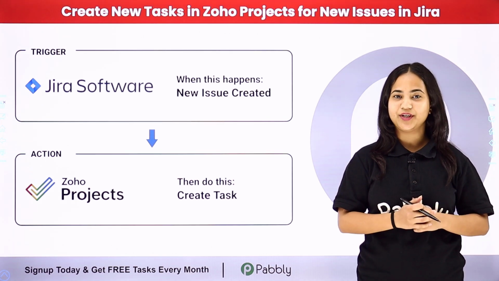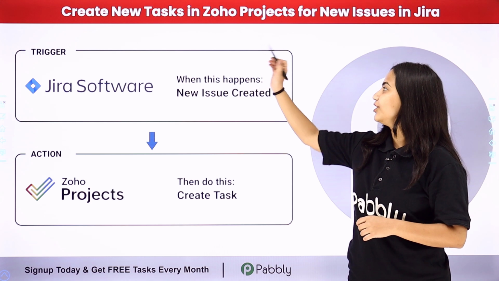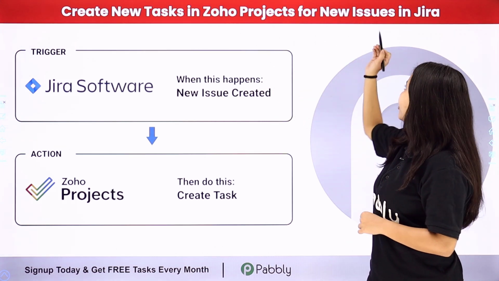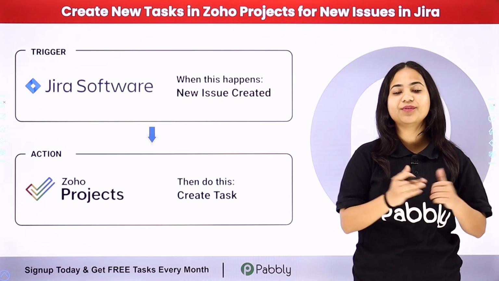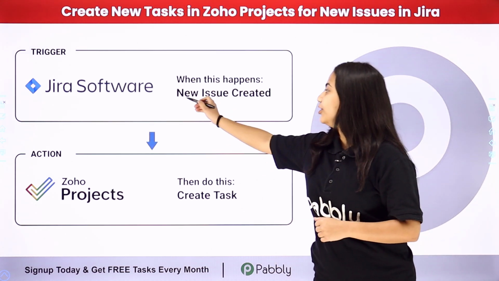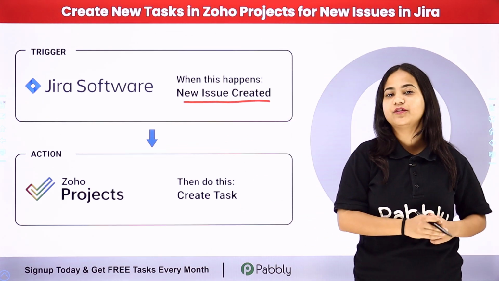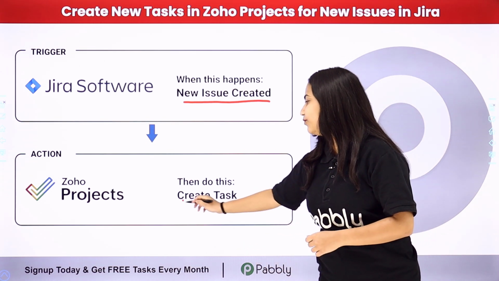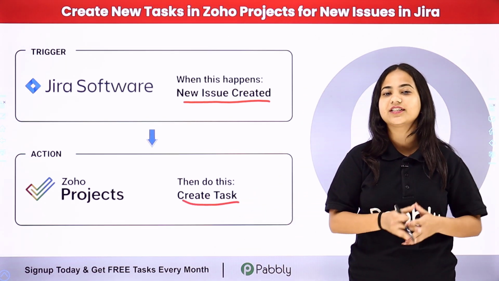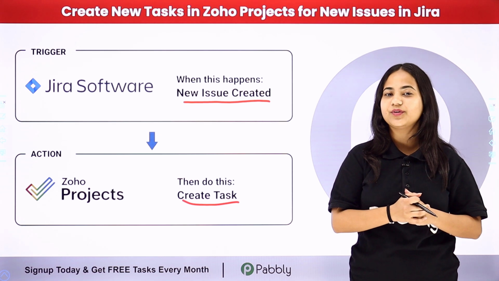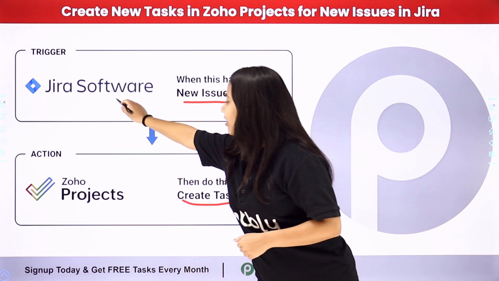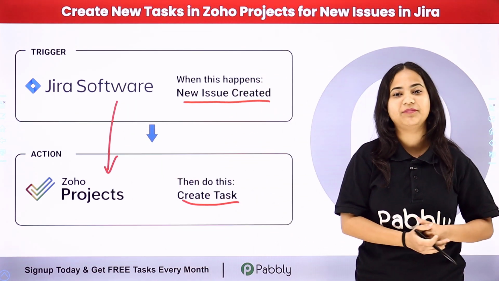Today in this video we are going to see how to create new tasks in Zoho Projects for new issues in Jira. So here my objective is that whenever a new issue is created in Jira software, then automatically a task would be created in my Zoho Projects, and for that I'm simply going to create a connection between Jira and Zoho Projects with the help of Pabbly Connect.